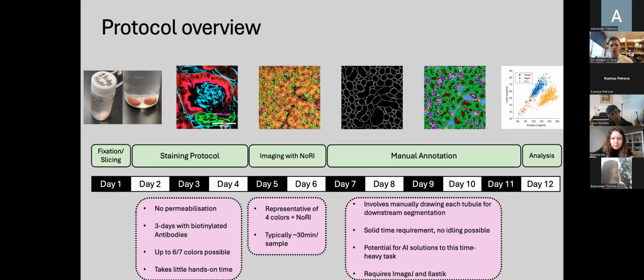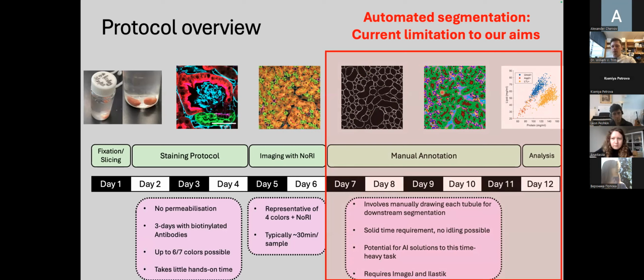So we get our sample, we stain it with markers, so the cell types we're interested in light up. We then image it with the NoRI. The first round of segmenting these cells was hand drawing them manually, just to show the first batch of results. And then we've experimented with a variety of tools, including the Segment Anything model, Elastic, but really none of them have performed particularly fantastically so far.